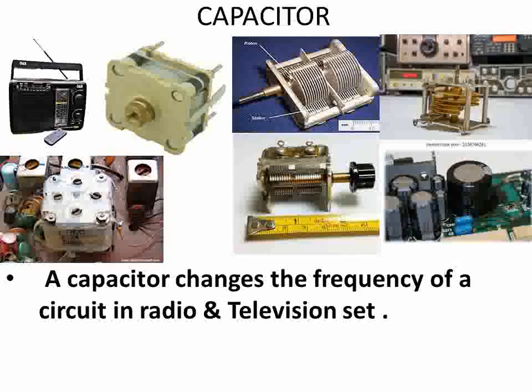In a radio set there are many stations, say BBC London, All India Radio, Moscow, Voice of America, and a lot of stations. By changing the tuning knob of the radio set, the capacity of the capacitor in diagram 2 is changing.